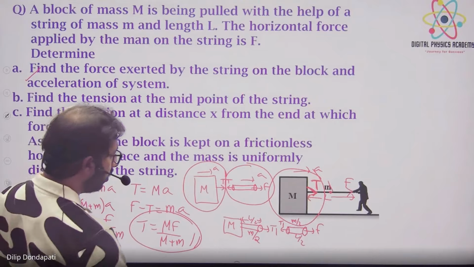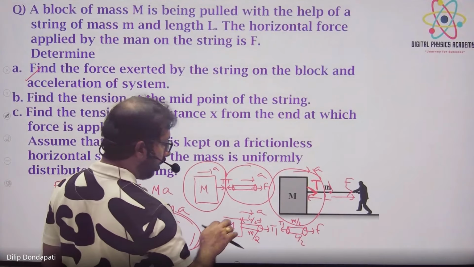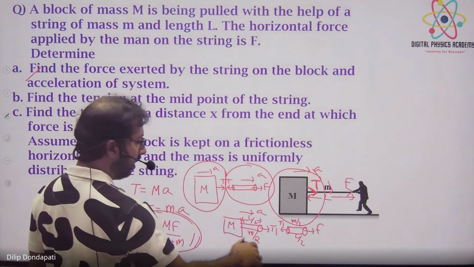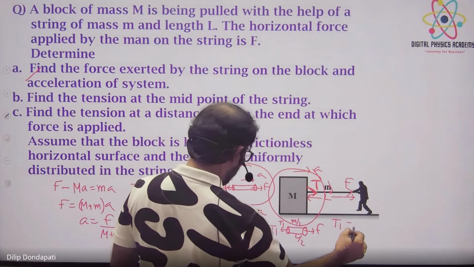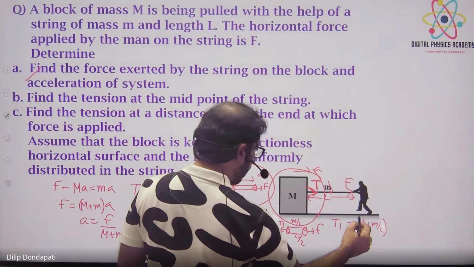Find the tension in the middle. The net force, the total mass when its midpoint will be capital M plus small m by 2 only, right? So net force equal to ma. Look, in the acceleration direction the net force is T1, right? So net force is equal to (M + m/2) times a.